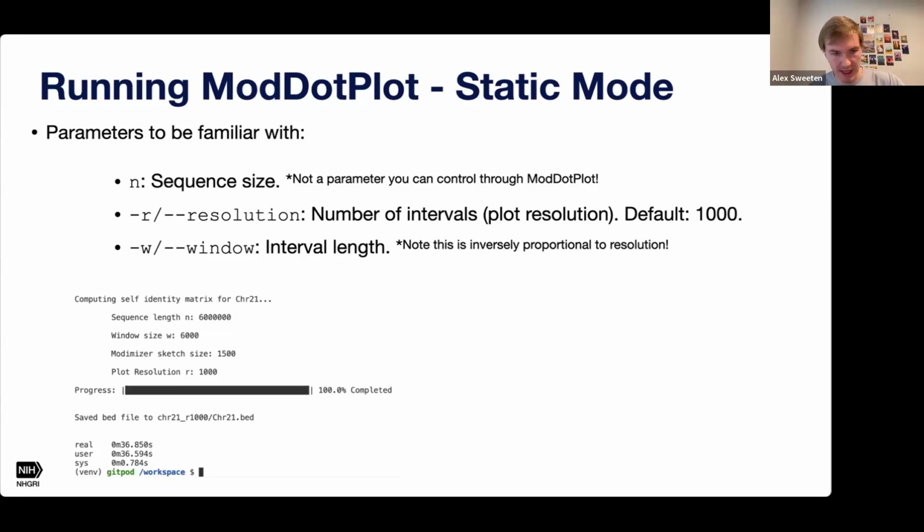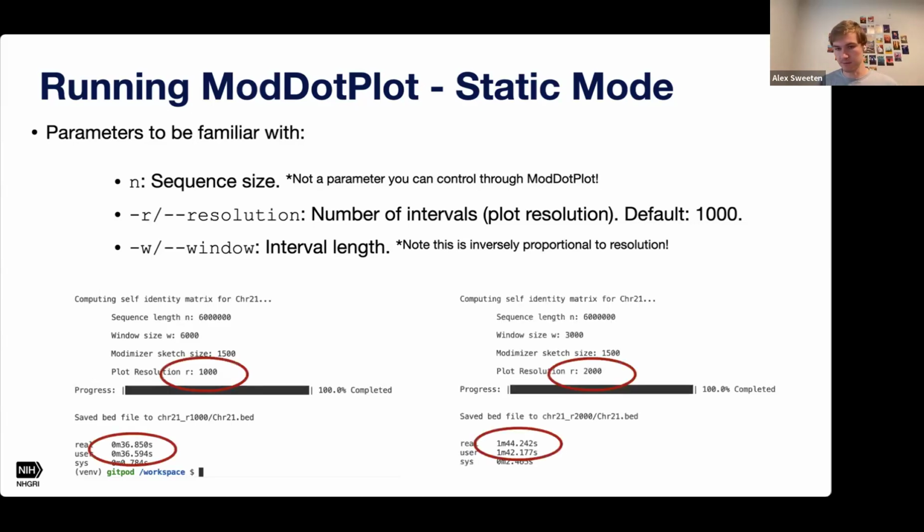So just comparing how ModDotPlot works with different resolutions, we can see the parameters that are listed here. We have a sequence length of 6 megabase pairs, and we have a default plot resolution of 1,000. So do the math, 6 million divided by 1,000, we're going to get a window size of around 6,000. And this runs pretty quickly. You can produce a bed file of identity estimates in around 36 seconds.